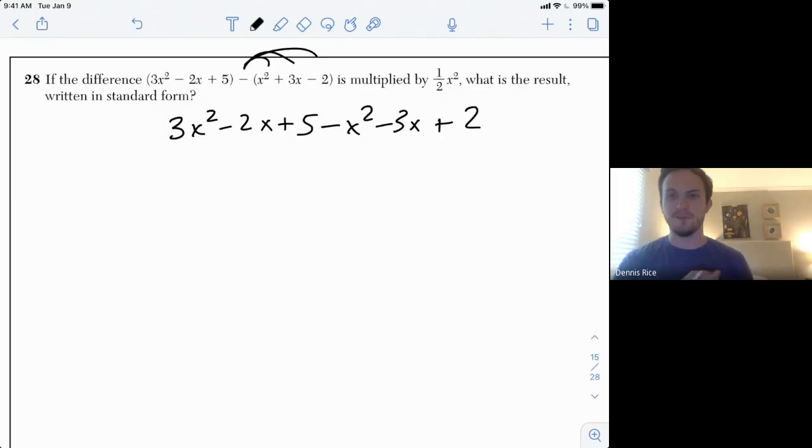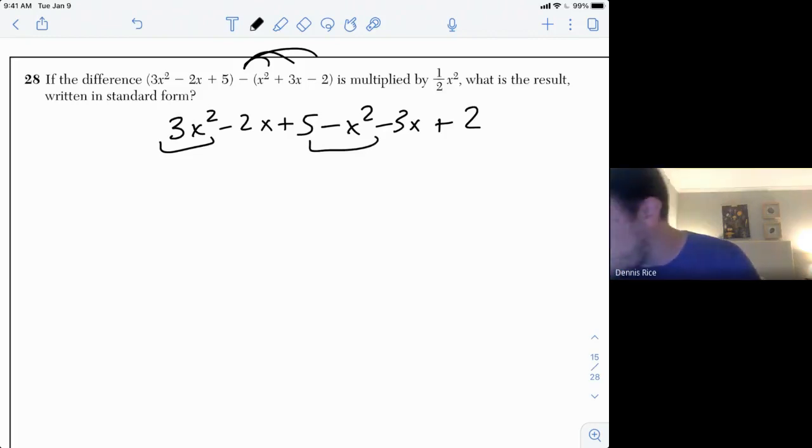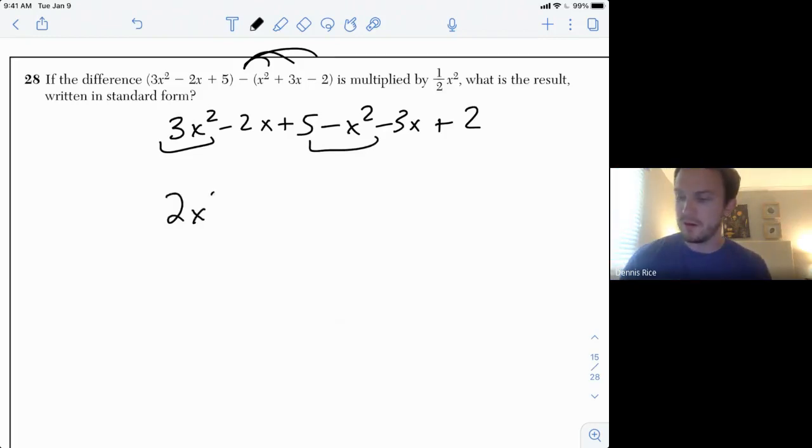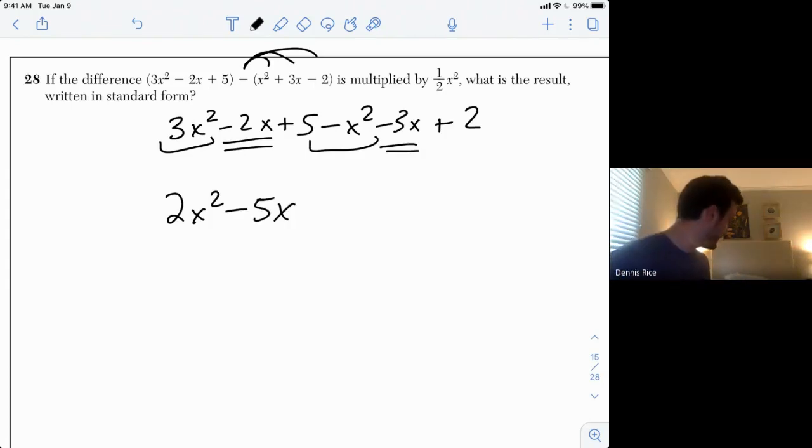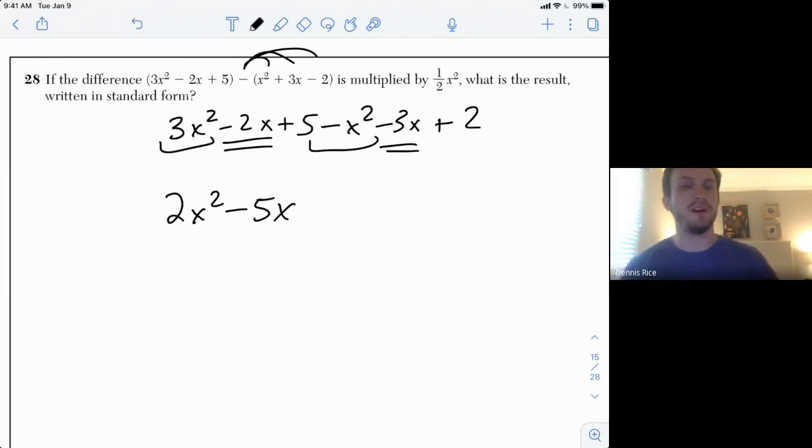It turns into this. So we're distributing the negative there. Okay, we're going to combine like terms. We have 3x squared minus x squared. That's 2x squared. We have minus 2x and minus... -2 minus 3 is minus 5x. And then we have plus 5 and plus 2, which is plus 7.